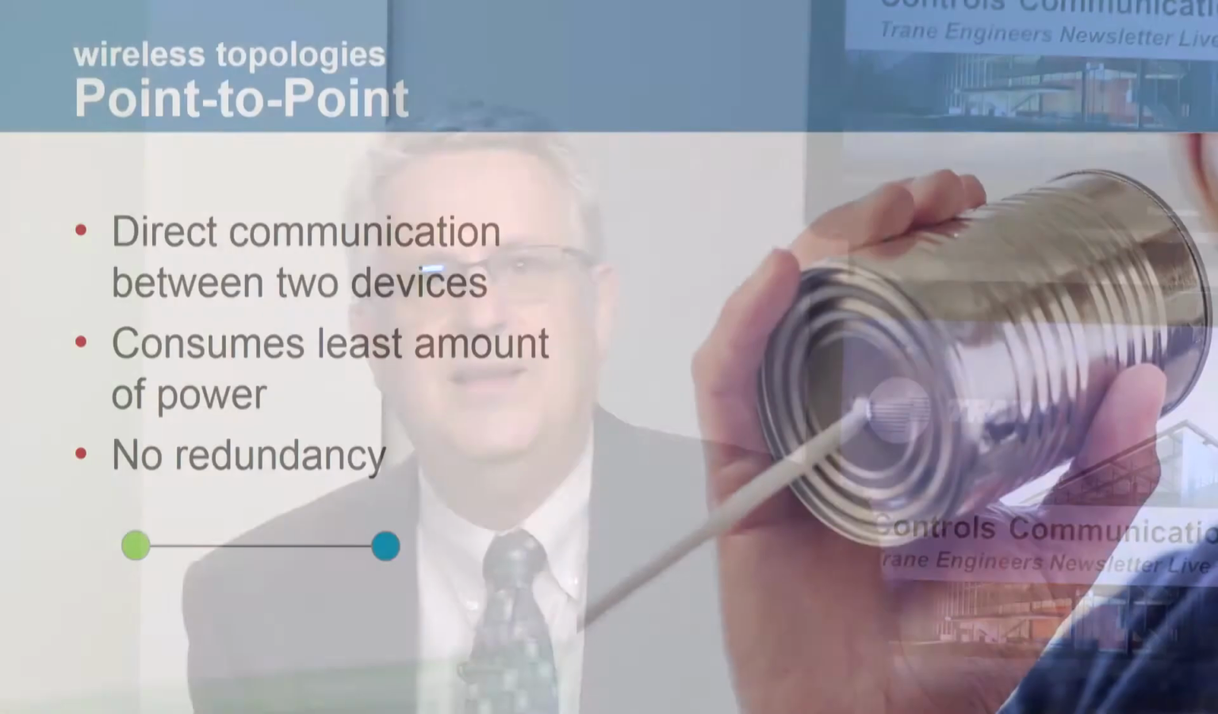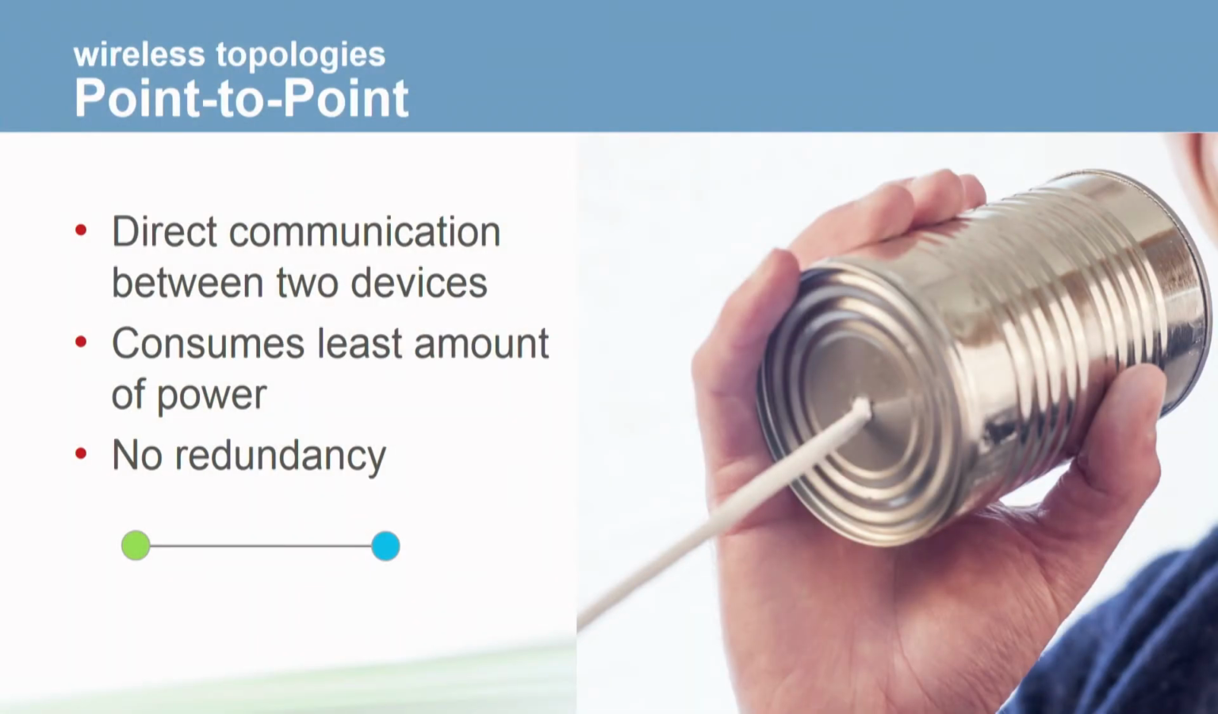Remember the old tin cans we used as telephones when we were kids? Well, at least when I was a kid. Point-to-point is very similar. Direct communication between two devices except without the wire. Some things to note. All else being equal, this topology will provide good performance and low power consumption because we're only sharing information between two devices. However, if the wireless link breaks between these two points, we lose communications since there's no other path to get the message through.